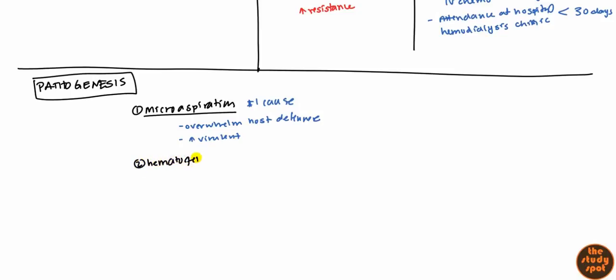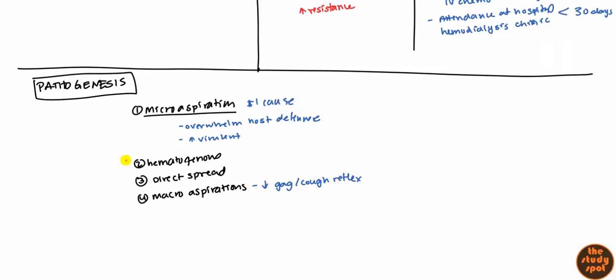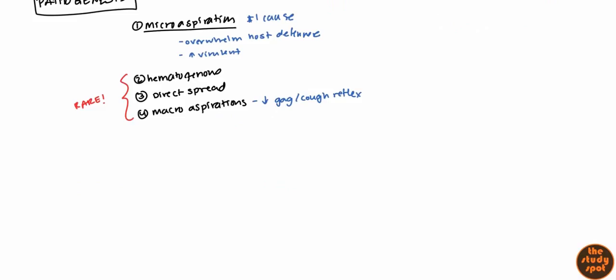Other causes are hematogenous, through the blood, like it happens in sepsis oftentimes. Direct spread, so this could be some type of esophageal disorder or something with the heart, and it just goes over into the lungs. This is very rare. And macroaspiration, this is generally when a patient has a decreased gag or cough reflex, they tend to aspirate a large bolus of either regurgitated food or something like that, and then it gets into the lungs, and that can cause infection. However, these are very rare causes. Microaspiration is your number 1 cause, and that's just something in the air, you just inhale it and you get the infection.